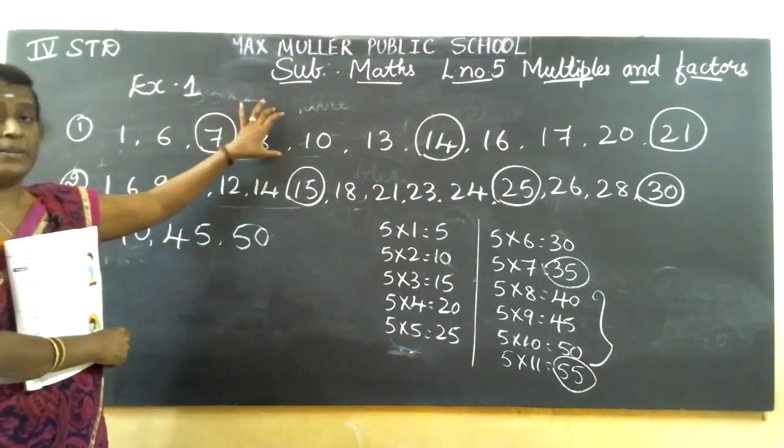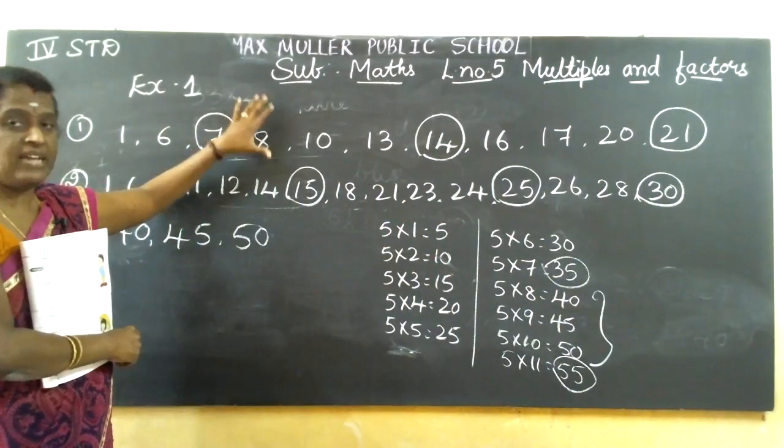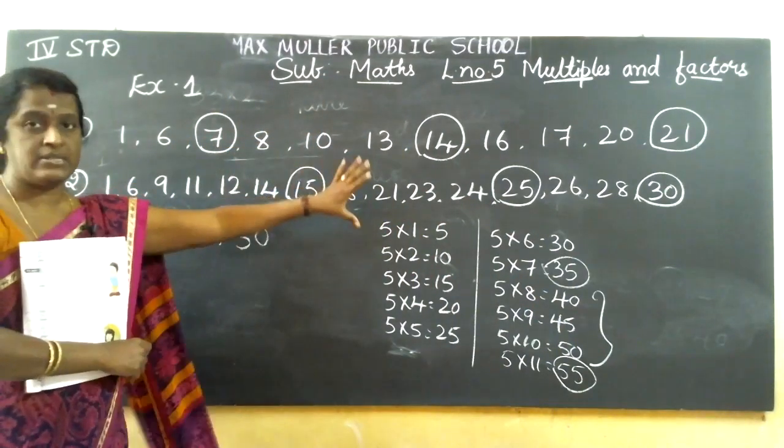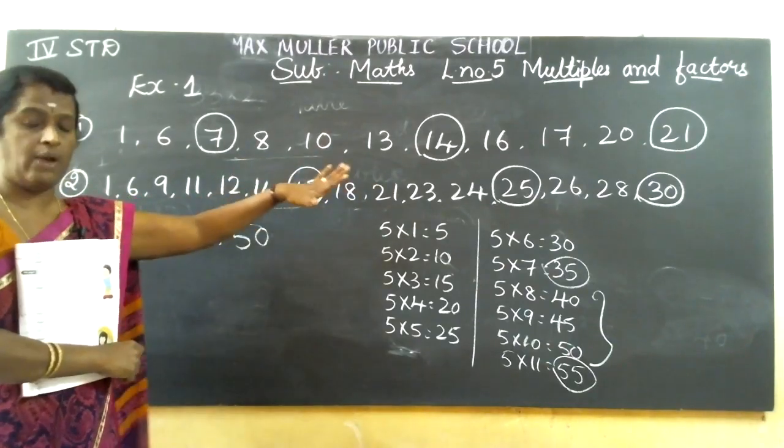Circle all the multiples of 7: only the 7 tables answers. Whatever is there, you can circle. This is the 5 tables, circle. What they have given in that one, you have to circle.